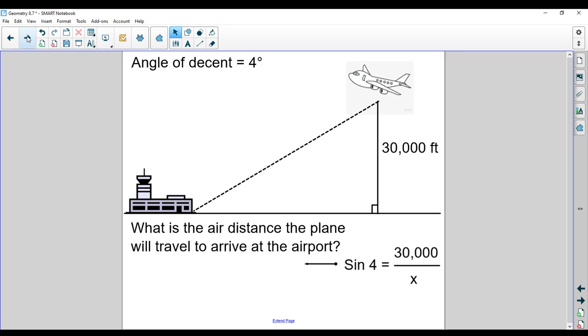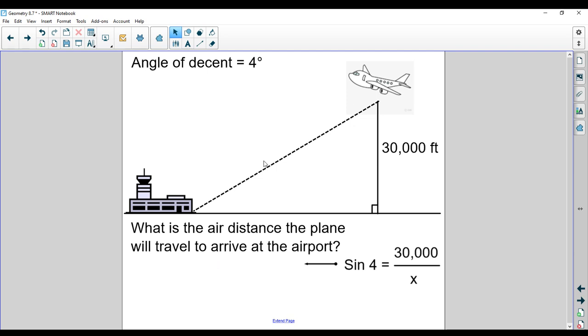Next, what if we knew the angle of descent, but now we're trying to figure out how far will the plane actually fly in the air? And notice it says, what is the air distance? Air distance is this dotted line right here, this dashed line. So people get confused with air distance, and before I said ground distance. So air distance is how far will the plane fly in the air.